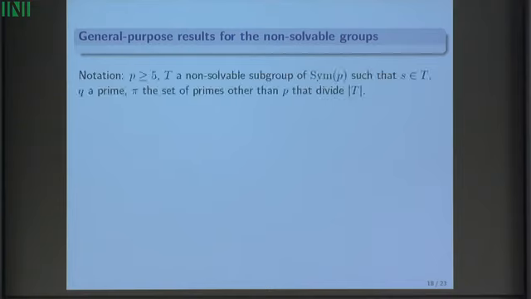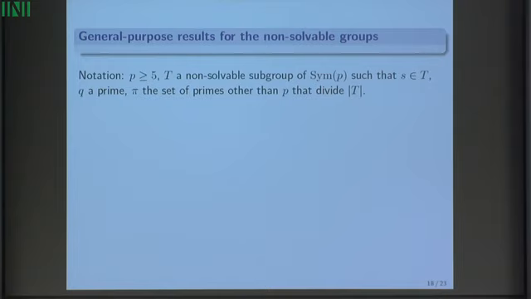Moving on to the non-solvable permutation part. So I'll begin here with some general purpose results that apply for any prime degree, and so now we can assume that p is bigger than 3.